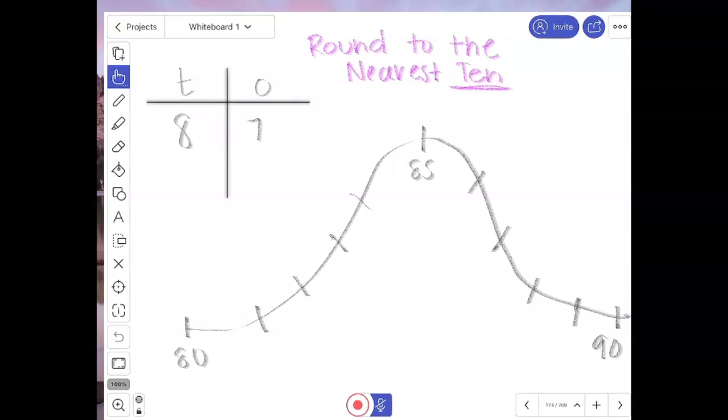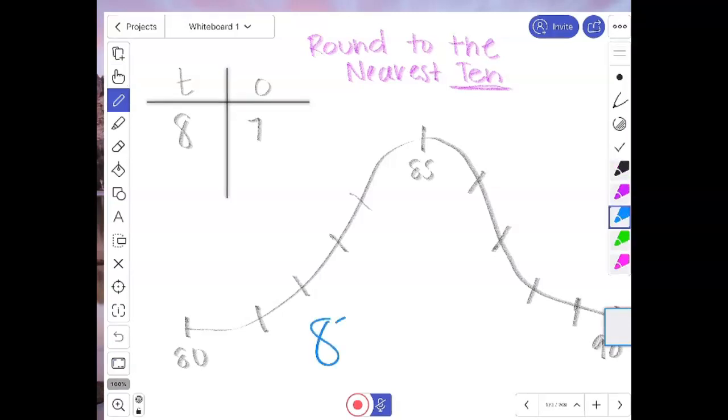Here's another one. Here's my car, and I'm at 87. So 80, 81, 82, 83, 84, 85, 86, 87. If my roller coaster chain breaks, am I going to roll backwards up over the hill, or is gravity just going to pull me down? It's just going to pull me down. So 87 rounds to 90.